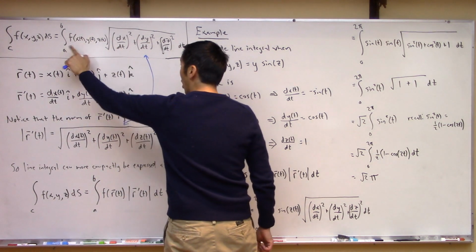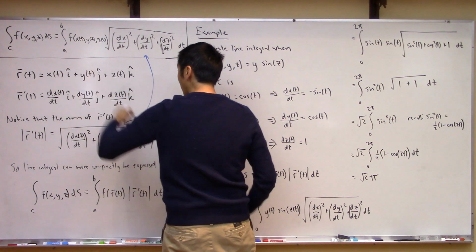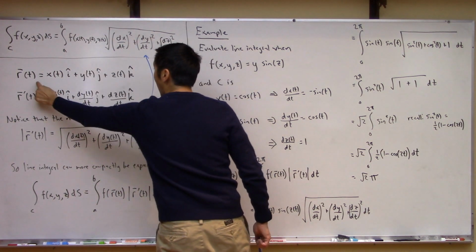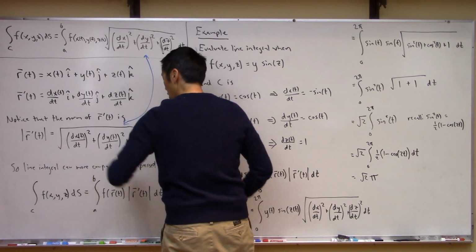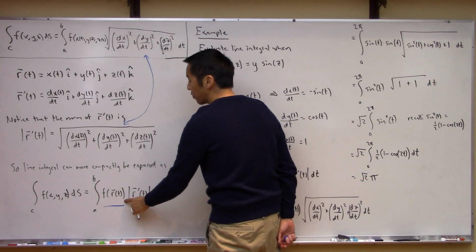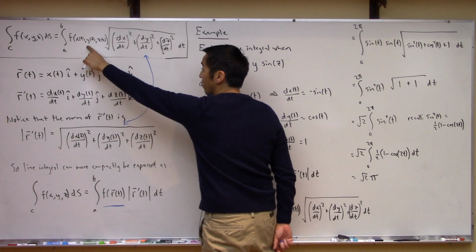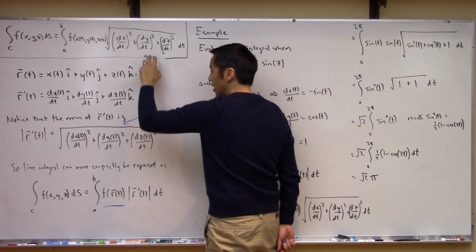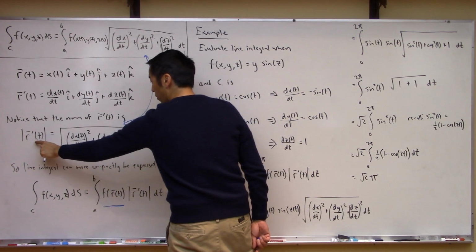So a more compact way to write this is actually what? This here is the function evaluated at this parameterization. So that's this part here. It's f at r of t. So this is a more convenient, more compact way to write this. And then this whole thing, this square root of all this gobbledygook, you can just write as norm of r prime of t.